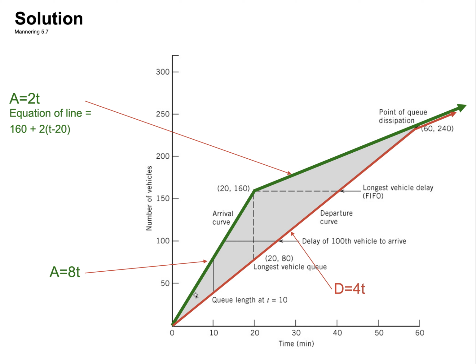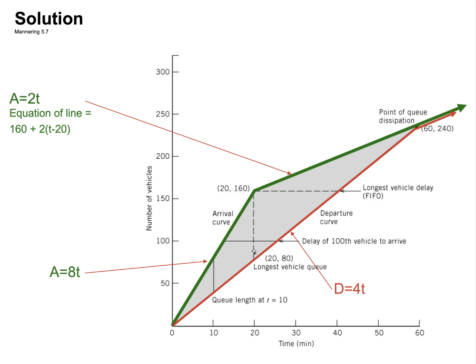You can see, for example, just from looking at this curve, you can answer a lot of different questions. What's the queue length at t equals 10? So that's just a of 10 minus d of 10. So 80 minus 40 is 40 vehicles. The key operational characteristics of the queue that were asked in the example question are basically the longest vehicle queue and the longest vehicle delay, as well as the total delay and the average delay. So on this diagram, you can see all that.